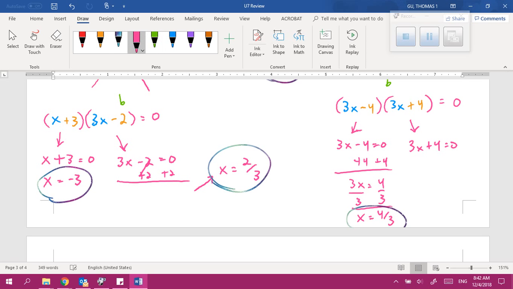For the 3x plus 4 equals 0, we're going to subtract 4 from each side. Then you get 3x equals negative 4. Divide by 3, and your answer over here is x equals negative 4 over 3. So there's your two answers: x equals 4 over 3 and x equals negative 4 over 3.